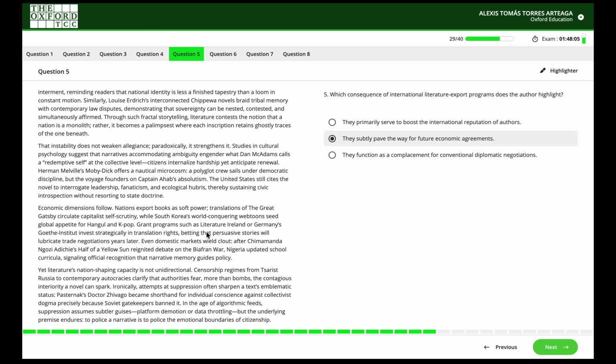The reference to Pasternak's Dr. Zhivago primarily supports the argument that literature can influence cultural identity.